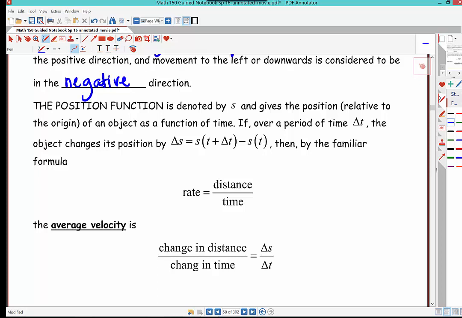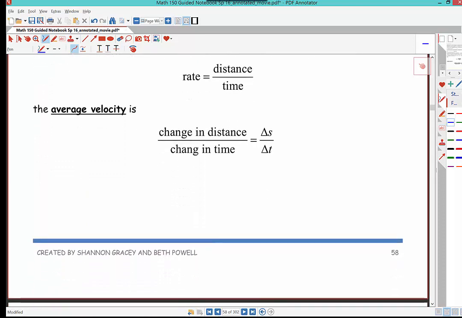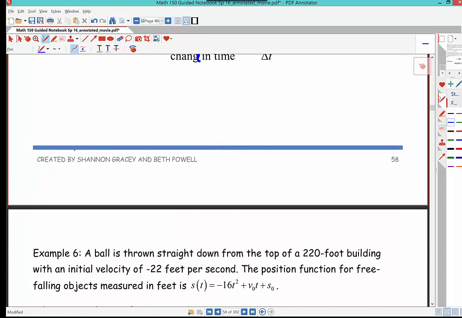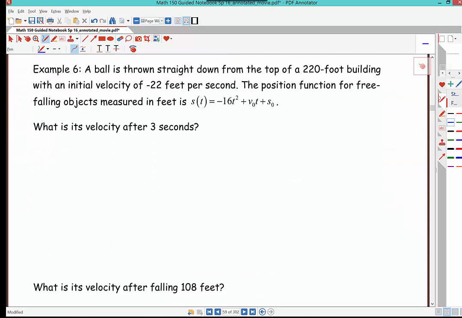All right, so the position function is denoted by s, and it gives the position relative to the origin of an object as a function of time. So if over a period of time, delta t, the object changes its position by delta s equal to s at t plus delta t minus s at t, then by this familiar formula, rate is distance over time, the average velocity is going to be your change in distance over change in time. So let's check this out. Isn't that going to be slope, right? So to make it instantaneous, we need to do the derivative.